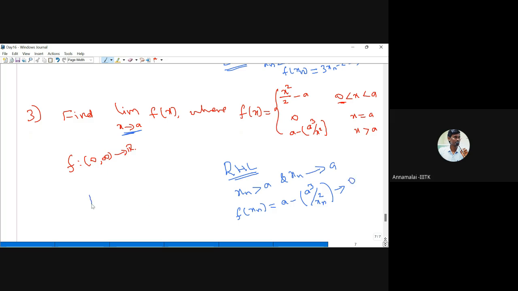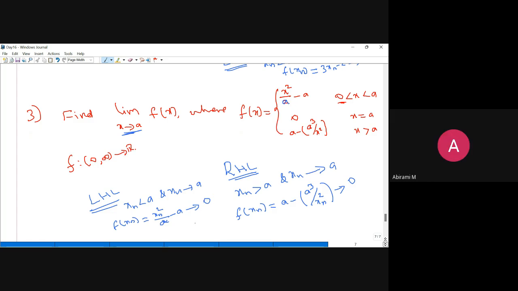Now, what is the left hand limit? You take any sequence xn which is less than a and xn converges to a. Then what is f of xn? In the first case, it is xn square by a minus a. Actually, sorry, this is x square by a. Therefore, again, this goes to 0.